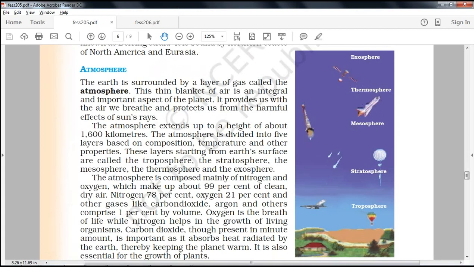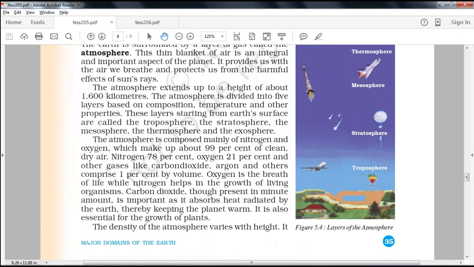Atmos is air. The Earth is surrounded by a layer of gas called atmosphere. This thin blanket of air is an integral and important aspect of the planet. So this is the air we breathe, and it protects us from harmful effects of the sun rays as well, like ultraviolet radiation that is coming from the cosmos.